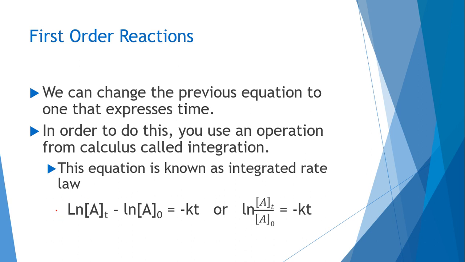So our equation for a first order integrated rate law is the natural log of our concentration at a specific time minus the natural log of our concentration at 0 time. So we usually call this our initial concentration. And this is all going to equal negative kt. And so remember, k is our rate constant, and t is going to be for time. If you remember in math class, if you subtract two natural logs from each other, you can also rewrite it as dividing them here.